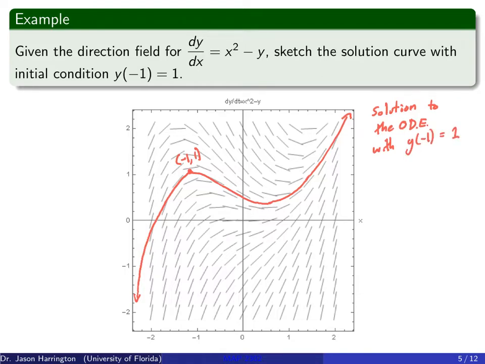And what you can do with the direction field is you can actually start at another point and get an idea for how the curve is going to look. Right? With a direction field, you should be able to visualize what the solution curves look like, or at least how they behave.